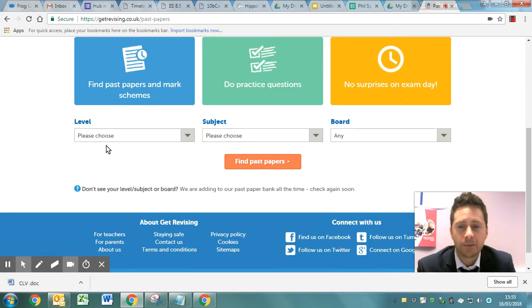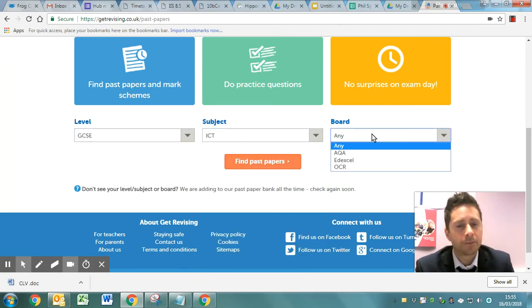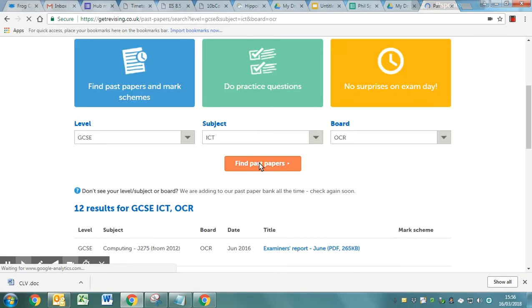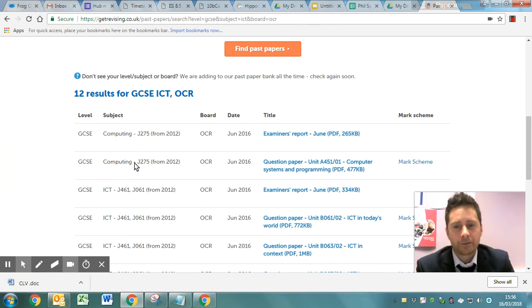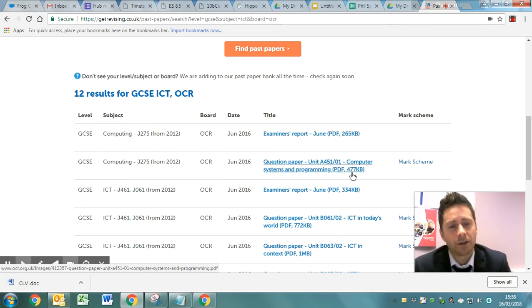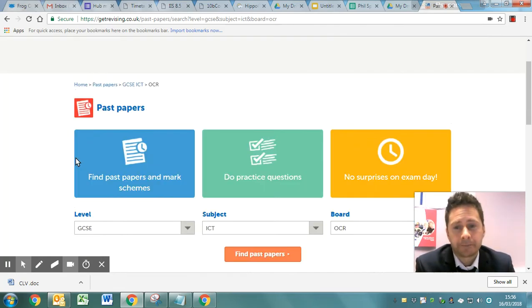All you have to do is choose your level, choose your subject, and then choose your exam board, assuming that you know it, and then click Find Past Papers. That will find all of the different past papers which relate to that subject. You can obviously use those to see what types of questions are going to come up in exams, and you can use them to test yourself. The mark schemes, where they're available, are there as well, so you can go and have a look at them. That's a really useful resource, obviously.